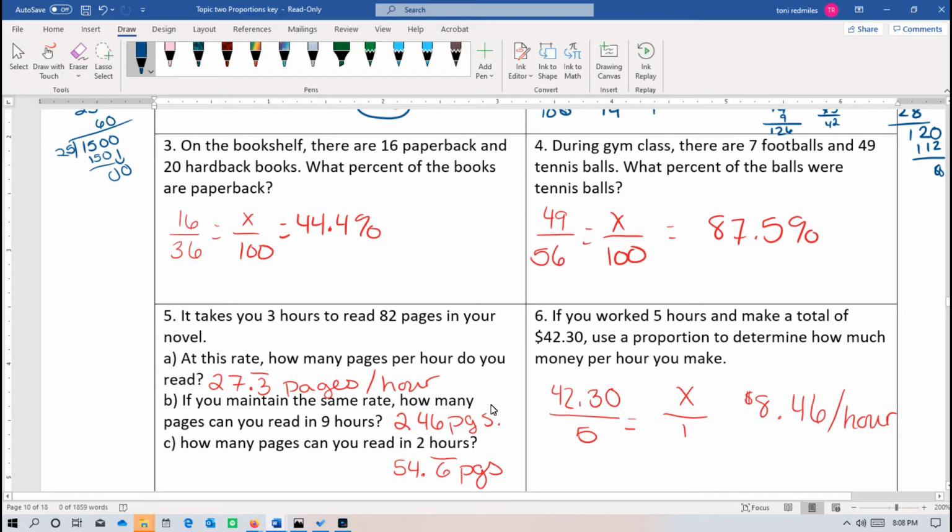On a bookshelf, there are 16 paperback and 20 hardback books. What percent of books are paperback? Well, again, it has to be percent over 100, just like I said up here, and I need a total because 100 is the total percent. So in order to get that, I need to add my hardback books and my paperback books, and I'm going to get 36. Now, I want the percentage of paperback books, which are 16.